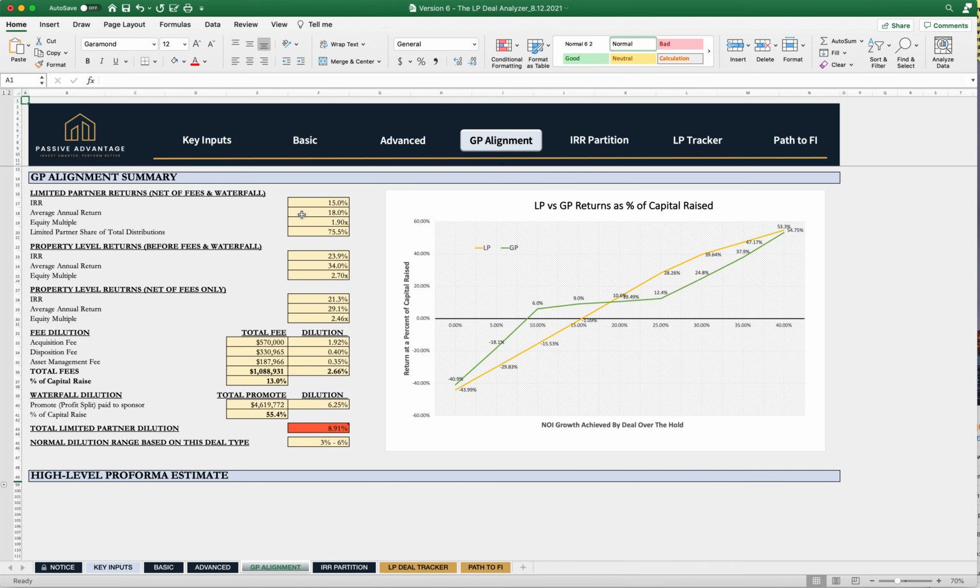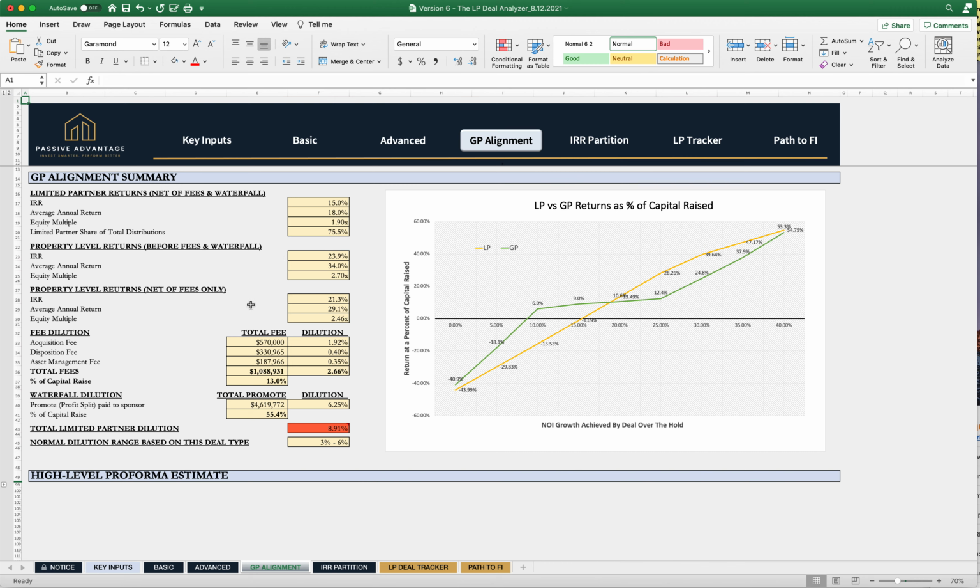The next two sections break down property level returns that we may not see, or we may not be given this information by the general partner. These numbers are based on the metrics that are given within the investment summary that are not return based, and these are calculated using our proprietary formula.